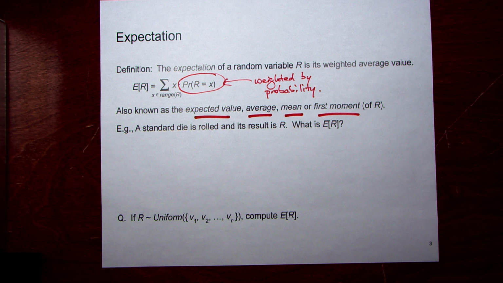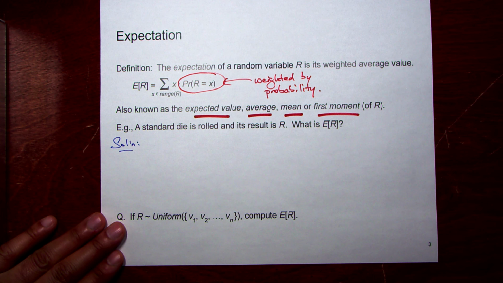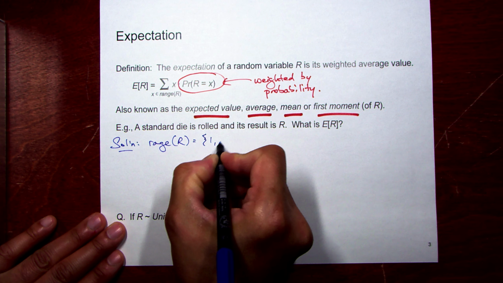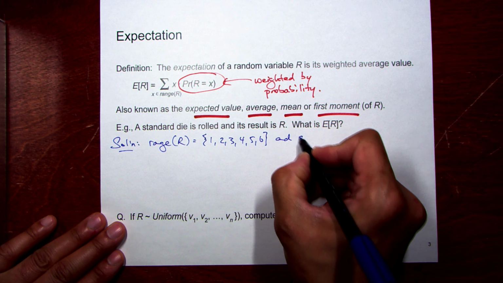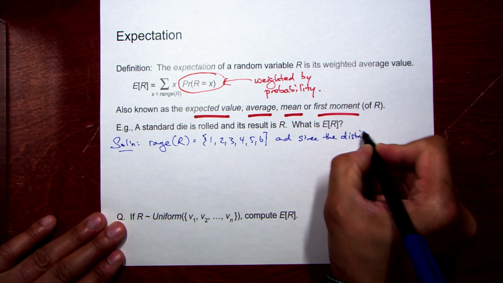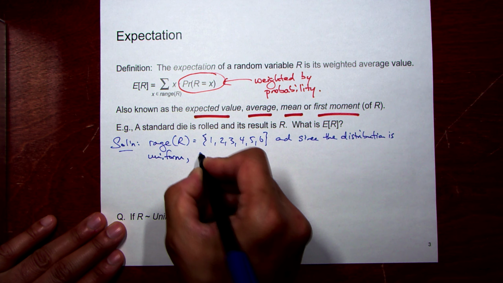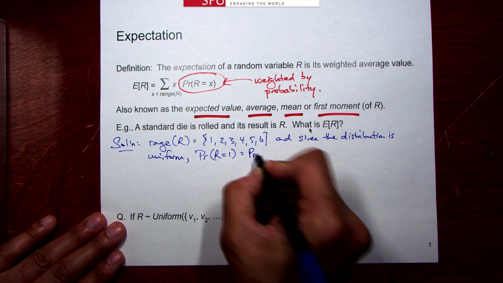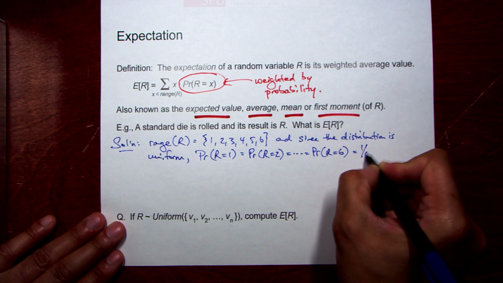Standard die roll. Its result is the random variable R. What's the expectation of R? Let's go from first principles here. The range of R is 1 through 6, and the distribution is uniform. So the probability of any of the outcomes, R equals 1, R equals 2, and so on, they're all the same, they're all a sixth.